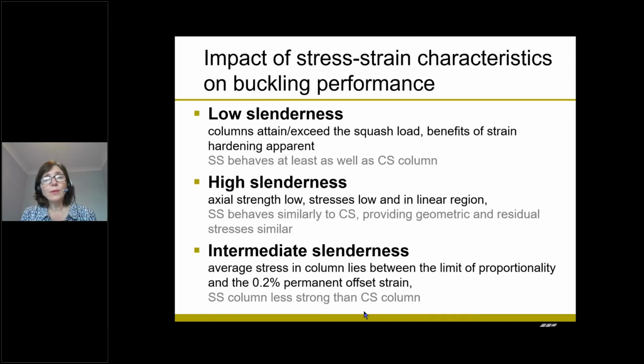So it's really in the intermediate slenderness range, where the average stress in the column is between the limits of proportionality and the 0.2% permanent offset strain, that you expect different behavior, and a stainless steel column will actually be less strong than a carbon steel column.